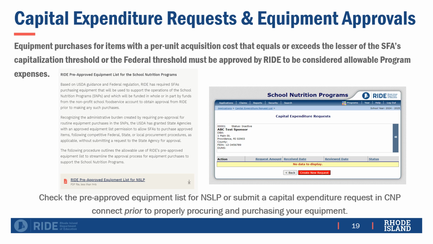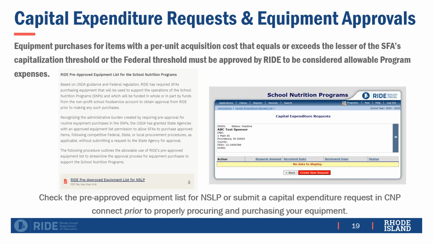In addition to meeting the criteria outlined under the cost principles previously discussed and being procured following proper procedures, certain costs require additional approval in order to be considered allowable under the nonprofit school food service account. Equipment purchases and other capital expenditure requests for items with a per unit acquisition cost that equals or exceeds the lesser of the SFA's capitalization threshold or the federal threshold must be approved by RIDE in order to be considered allowable expenses under the program.